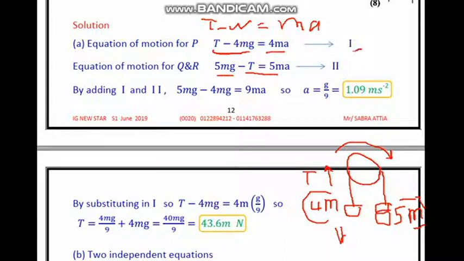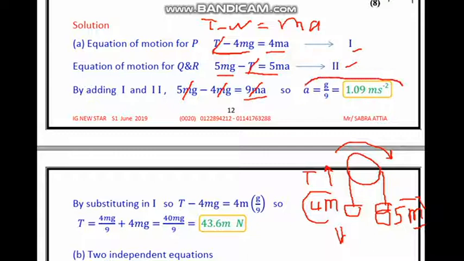Now we have equation 1 and equation 2. By adding the two equations, we can cross out T from both sides. Now we have 5mg minus 4mg equals 9ma. We can cross out m from all parts. Now we have 5g minus 4g, which equals 1g. So 1g equals 9a, divided by 9, so a equals g over 9, approximately 1.09 meters per second squared.